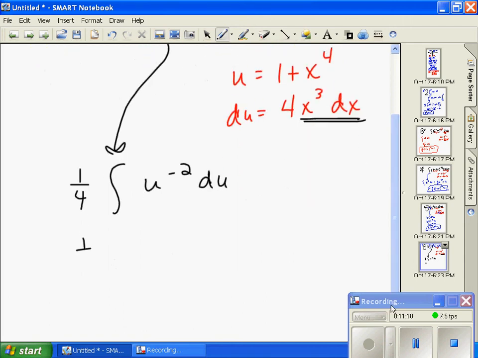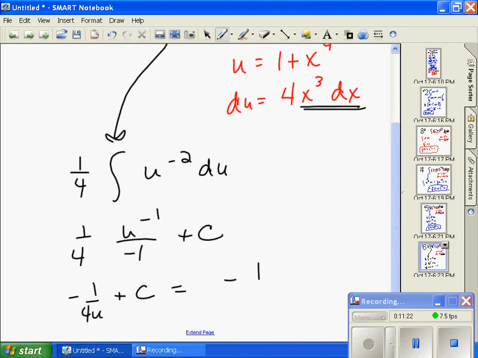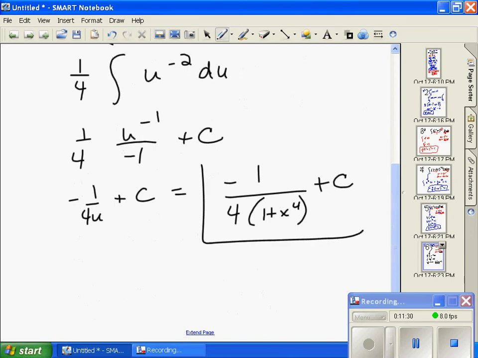I can do my antiderivative. That would be u to the negative 1 over negative 1 plus c. So I get negative 1 over 4u plus c, which is going to be negative 1 over 4 times the quantity 1 plus x to the fourth, plus c. And there is my answer.